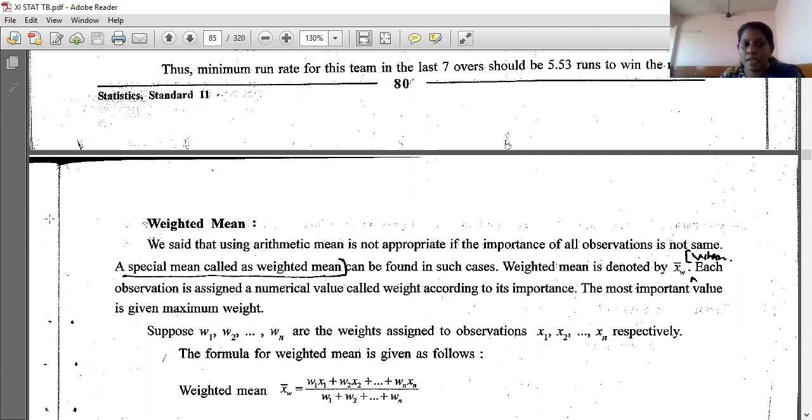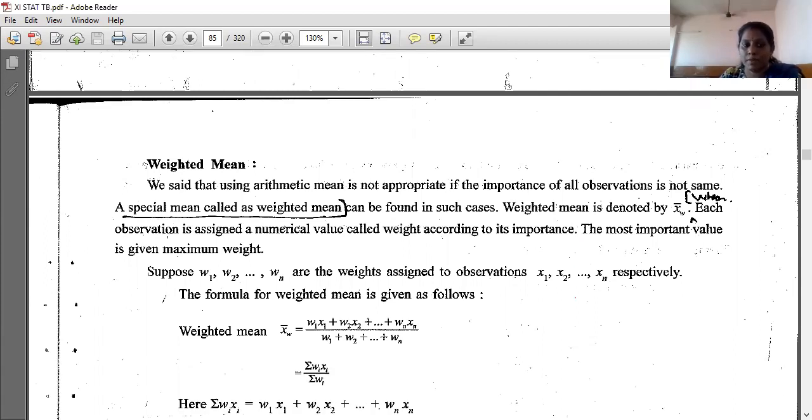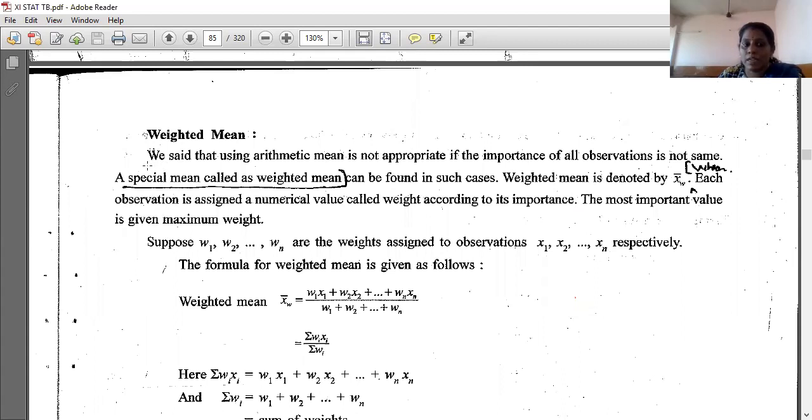Okay, now our next topic is weighted mean. See, what is weighted mean? We said that using arithmetic mean is not appropriate if the importance of all observations is not the same. So a special mean called weighted mean can be found in such cases. Weighted mean is denoted by x bar w.